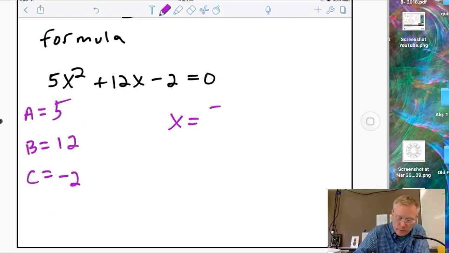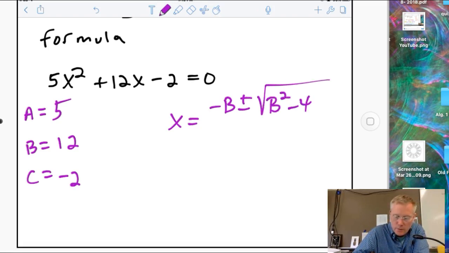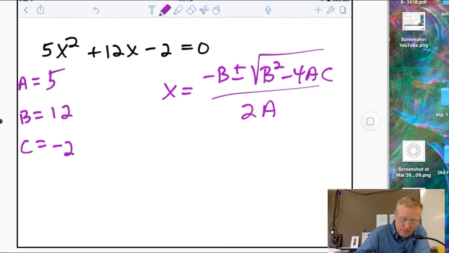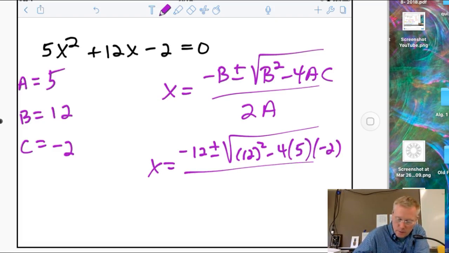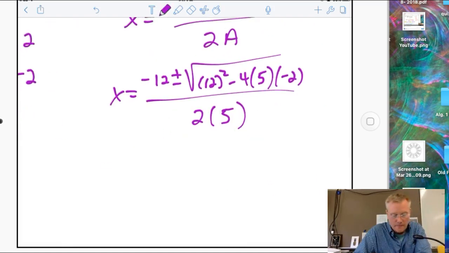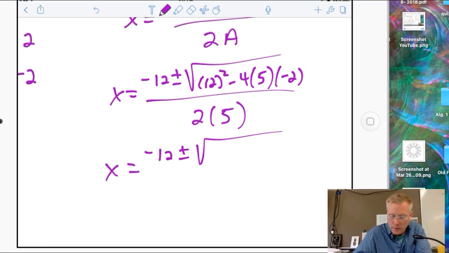The formula is negative b plus or minus the square root of b squared minus 4ac, all over 2a. And when I plug those numbers in, I'll get negative 12 plus or minus the square root of 12 squared minus 4 times a is 5, c is negative 2, all over 2 times a is 5. All right, now let me start simplifying what's under the radical. That's called the discriminant. You don't need to know that, but it's good to know what I'm talking about.